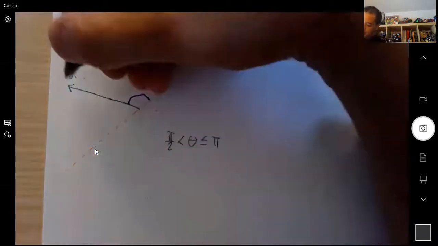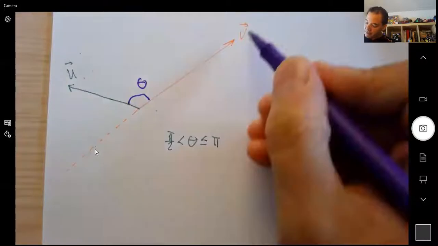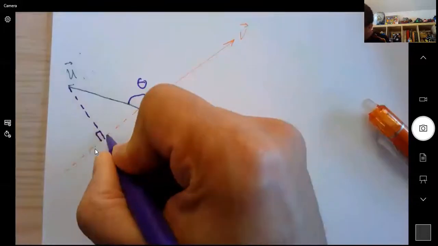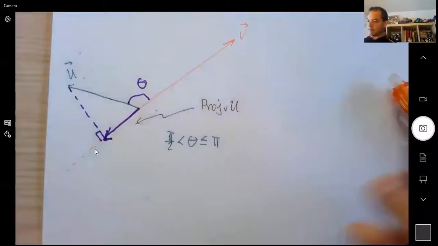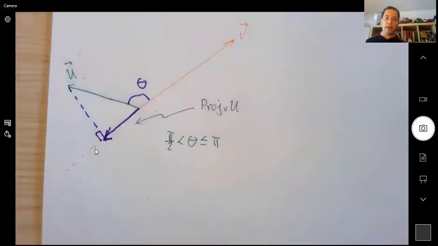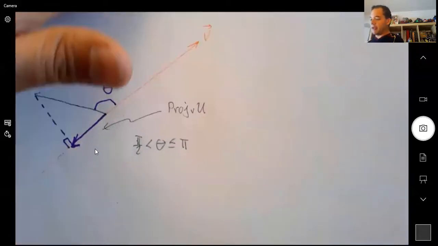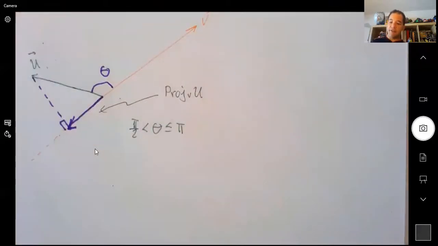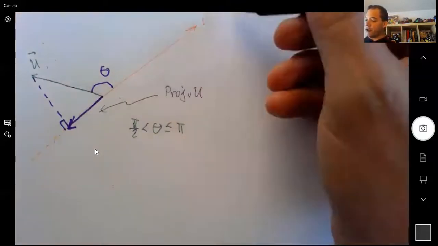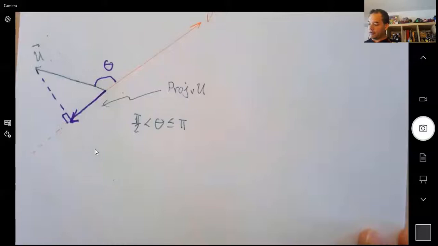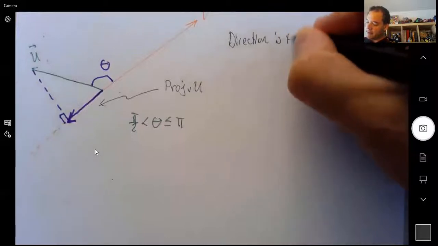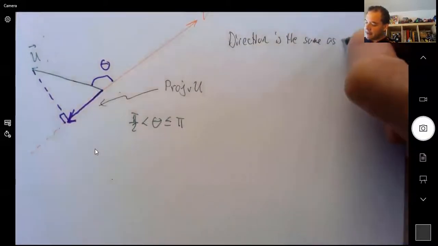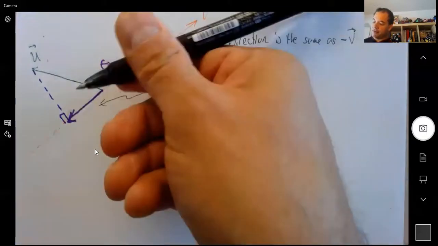We still project perpendicular to the vector v. So this guy over here falls perpendicular, and this is our answer. This is the vector we want. We're going to answer the same questions as with the previous case. What is its direction and what is its magnitude? Now the direction is opposite of v, right? So the direction is the same as negative v. It's the opposite of v.